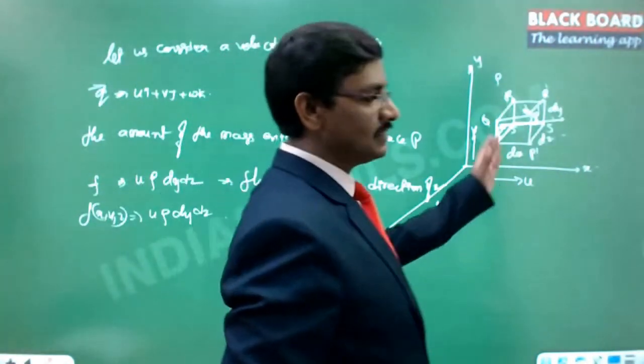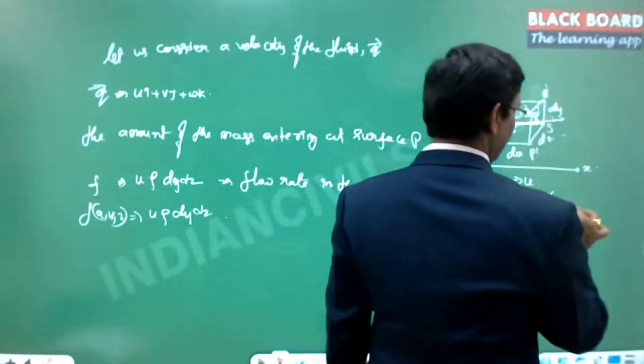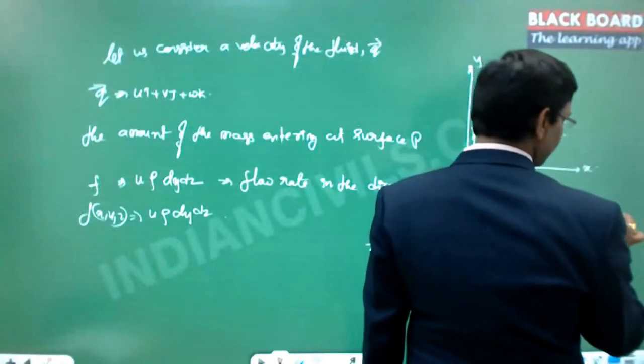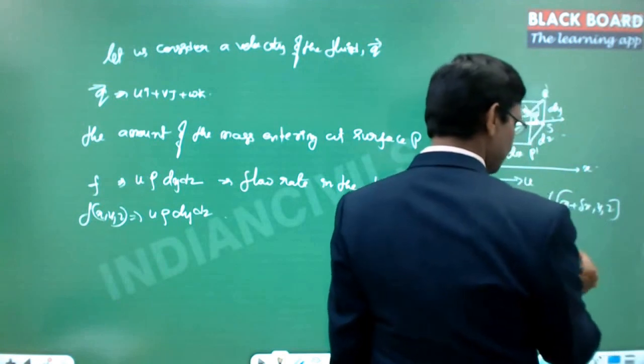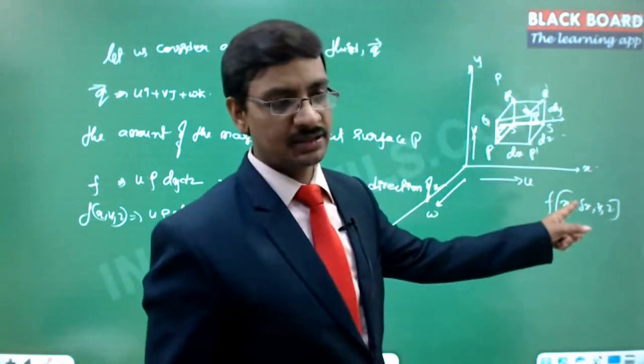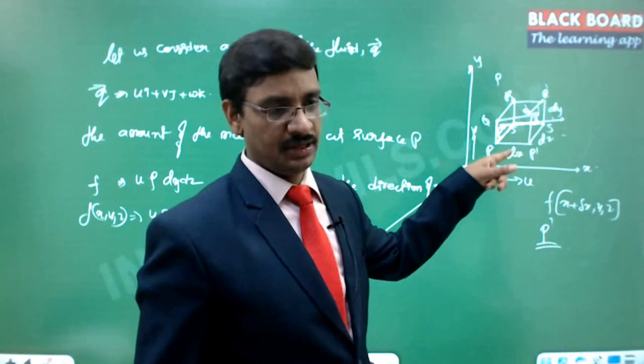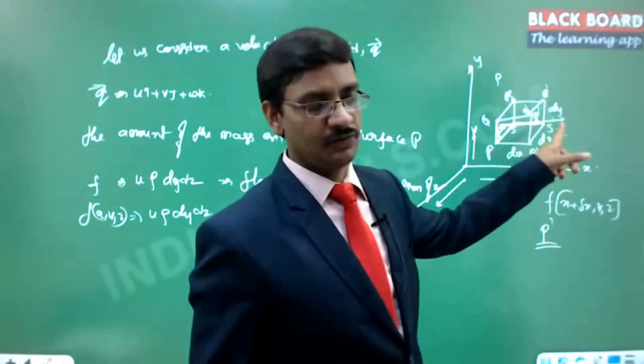Now by the time it exits at p dash, f becomes f of x plus delta x comma y comma z, because there is a positional change in the direction of x, not in the direction of y and z, right? Because we are talking about the horizontal flow here.